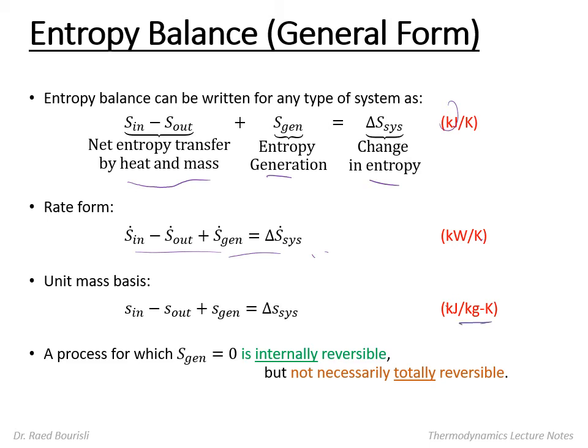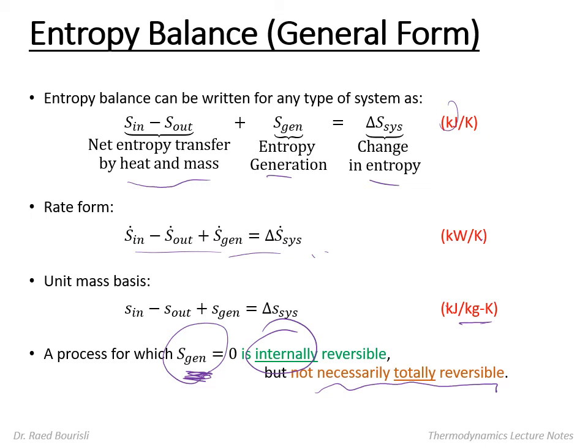And a process for which S gen is equal to 0 is internally reversible, but not necessarily totally reversible, because the generation could happen outside the system. So we'll talk about internally reversible processes.